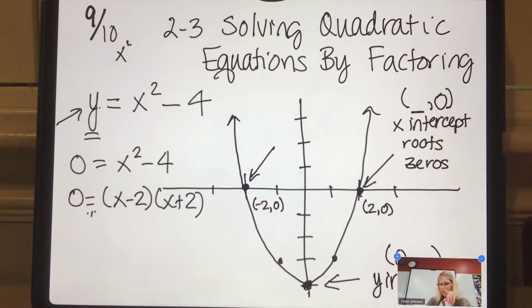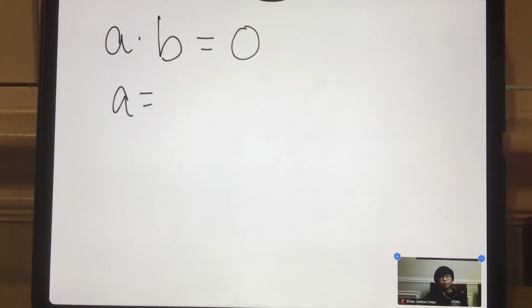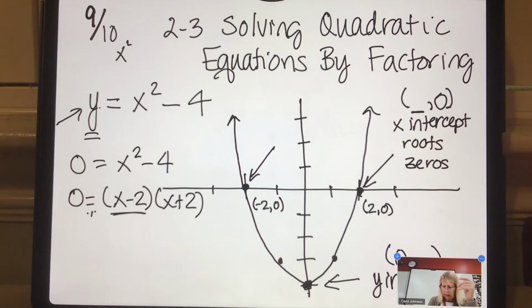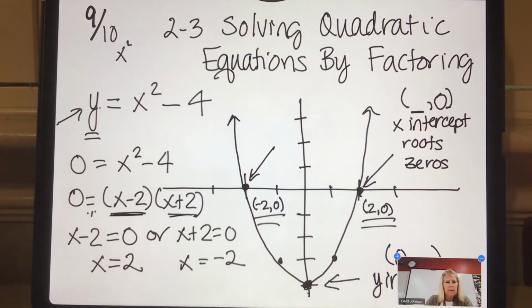Now, sidebar for a second. If I told you that a times b equals 0, Ethan, what do you know about a and what do you know about b? Well, at least one of them is 0. At least one is 0. Either a is 0 or b would have to be 0. Whatever you're multiplying together, one of those would have to be 0. Logical sense? Agreed? So that means when you go back to this equation, this part has to equal 0, or this part has to equal 0. One of the two has to equal 0. And so in this equation, when you move 2 to the other side, you get 2. And when you move 2 to the other side here, you get negative 2, which turns out to be what your x-intercepts are. Does that make sense?